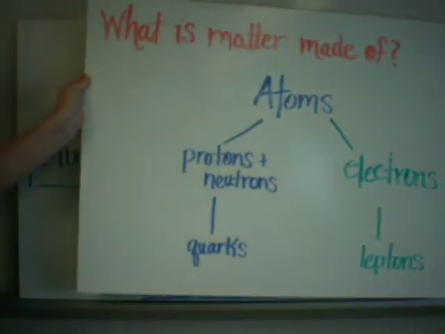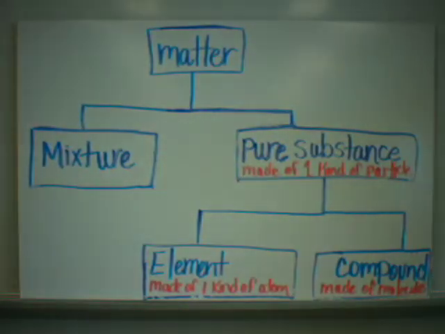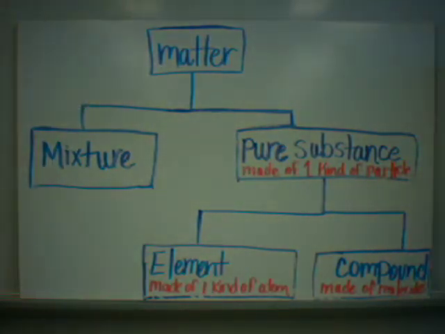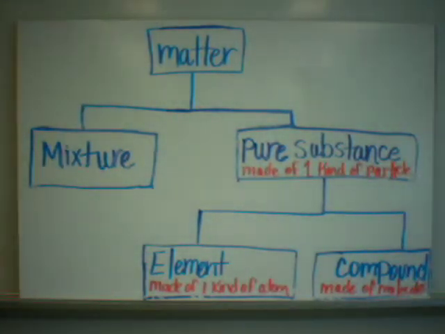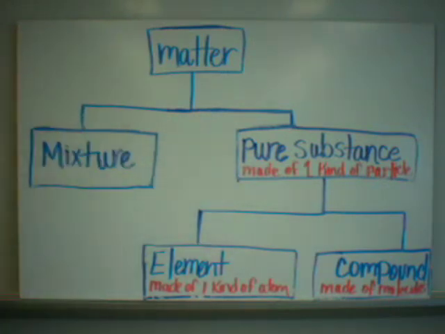What I have here is just a chart classifying matter. It can be divided into two major categories, and we're going to spend some time defining each of these later in the video. Matter, if it is made of only one kind of substance, only one kind of particle, we call it a pure substance. Sometimes people just call it a substance. And if it's made up of two or more kinds of particles, it's going to be called a mixture.